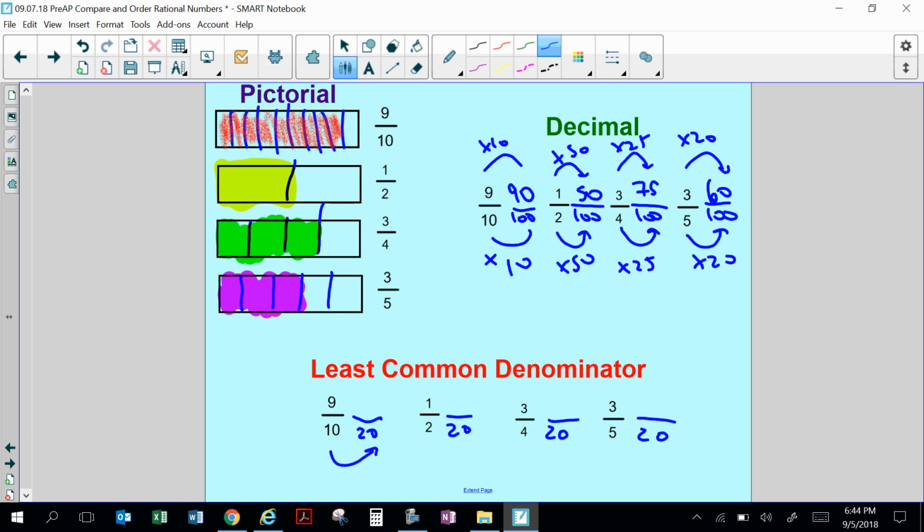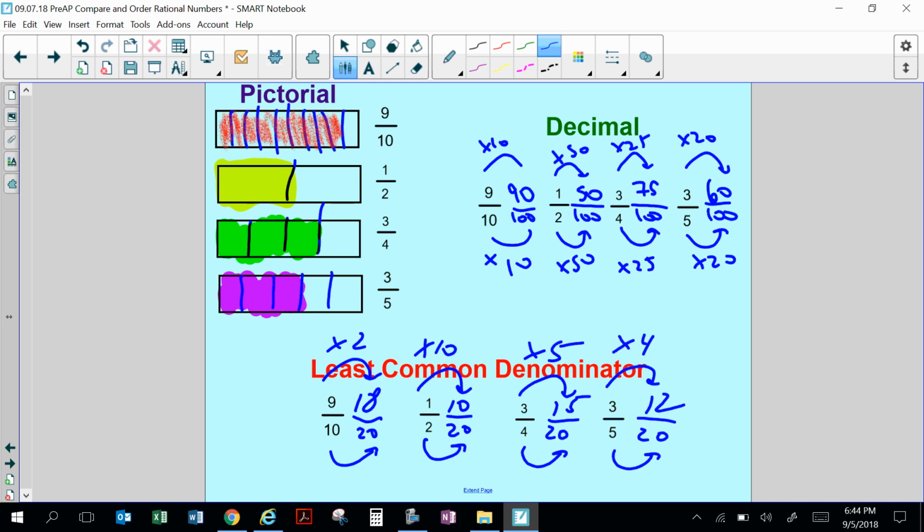How many groups of 10 go into 20? Times 2. That's 18/20. How many groups of 2 go into 20? Times 10. That's 10/20. How many groups of 4 go into 20? Times 5. That is 15/20. How many groups of 5 go into 20? Times 4. That is 12/20. So which one is the greatest? 18/20, 9/10, 15/20, 3/4, 12/20, 3/5, and then 10/20, 1/2. So many ways to do that.